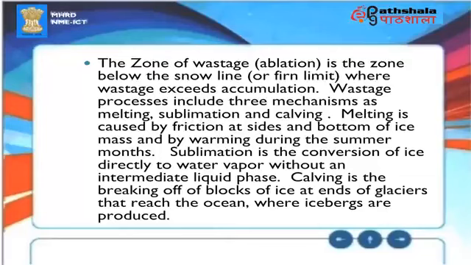exceeds accumulation. Wastage processes include three mechanisms: melting, sublimation, and calving. Melting is caused by friction at sides and bottom of ice mass and by warming during the summer months. Sublimation is the conversion of ice directly to water vapor without an intermediate liquid phase. Calving is the breaking off of blocks of ice at ends of glaciers that reach the ocean, where icebergs are produced.